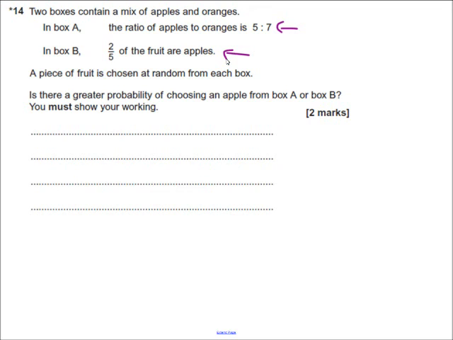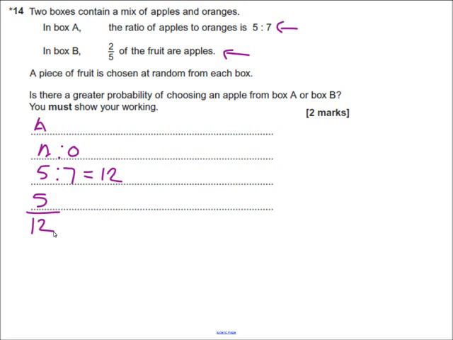So let's look at box A first. Box A has 5:7, and it's apples to oranges. Now, as a proportion, we have to know the total number of parts, which is 12. So the number of apples in box A is 5/12. So it's now written as a proportion.